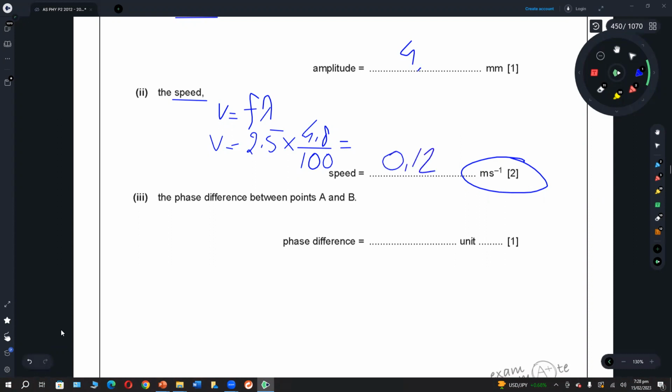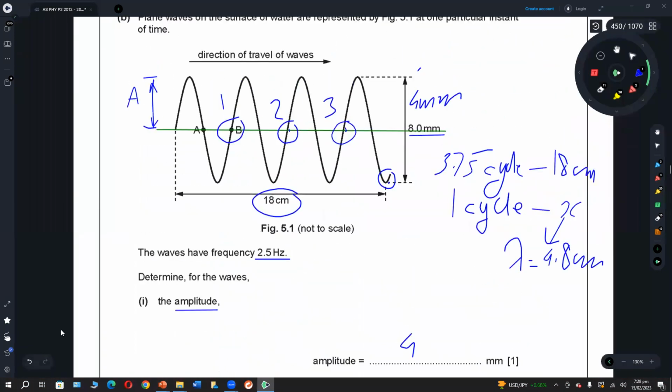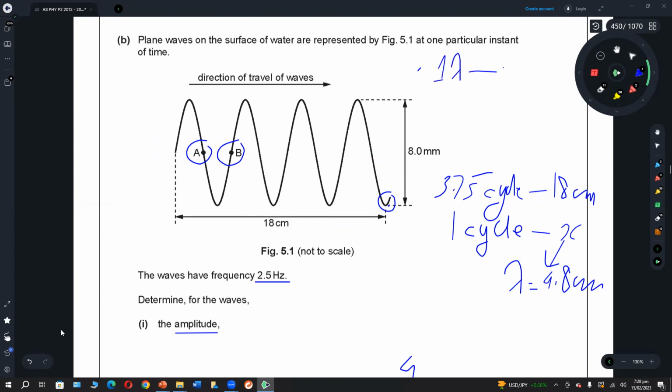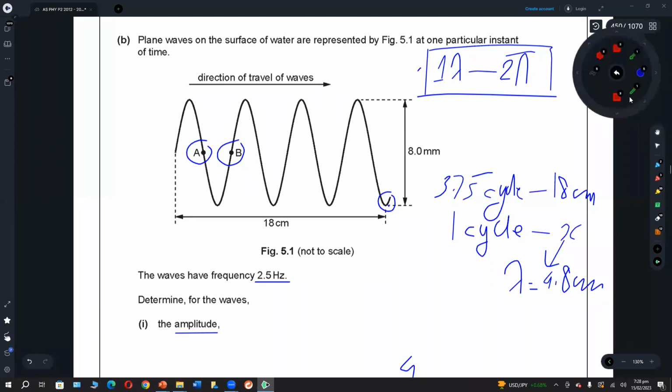Good. The phase difference, which is symbolized as delta phi, between points A and B. Okay, this is A and this is B. You can always remember that 1 lambda, I hope you remember this most important concept of the chapter, corresponds to a phase difference of 2 pi radian. Always remember that.